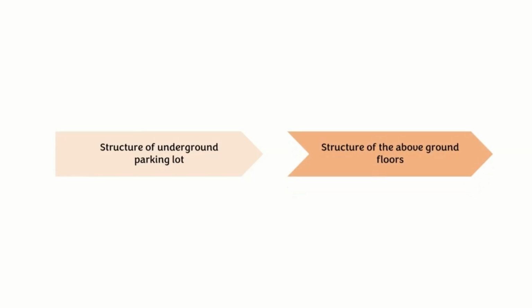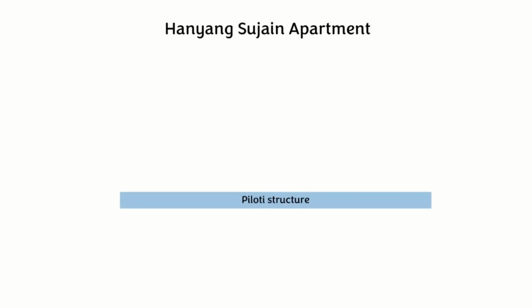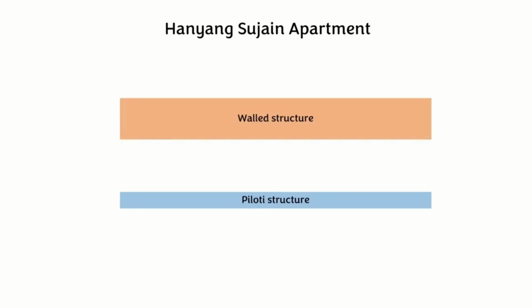Last week, we learned about the structure of the underground parking lot. This week, let's see the structure of the above ground floors of Hanyang Sujain Apartments. The structure of the above ground floors at Hanyang Sujain Apartments can be broadly categorized into pilotis and wall structures. While part of the first floor has pilotis, the residential areas on the upper floors have wall structures. Let's focus on the piloti structure for now.